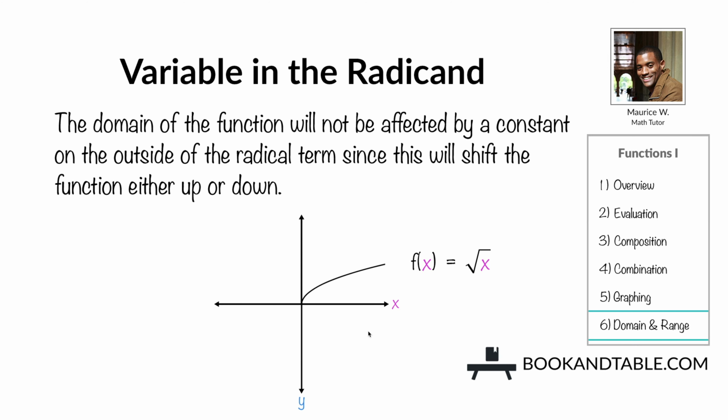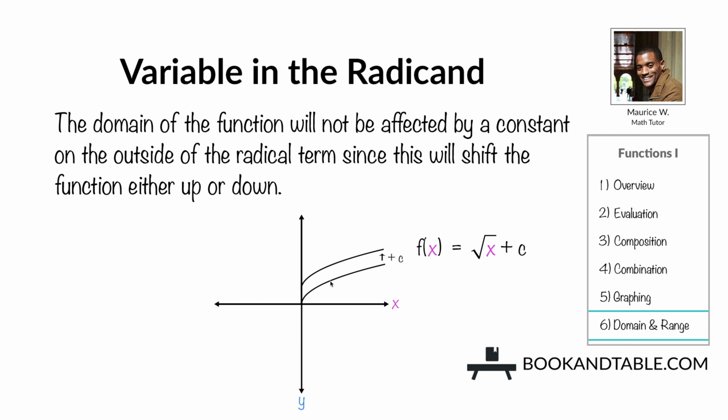Now the domain of the function will not be affected by a constant on the outside of the radical term, since this will shift the function either up or down. So for f of x is equal to the square root of x, if you add a constant on the outside, this affects the y value. F of x is directly adding c to its value.